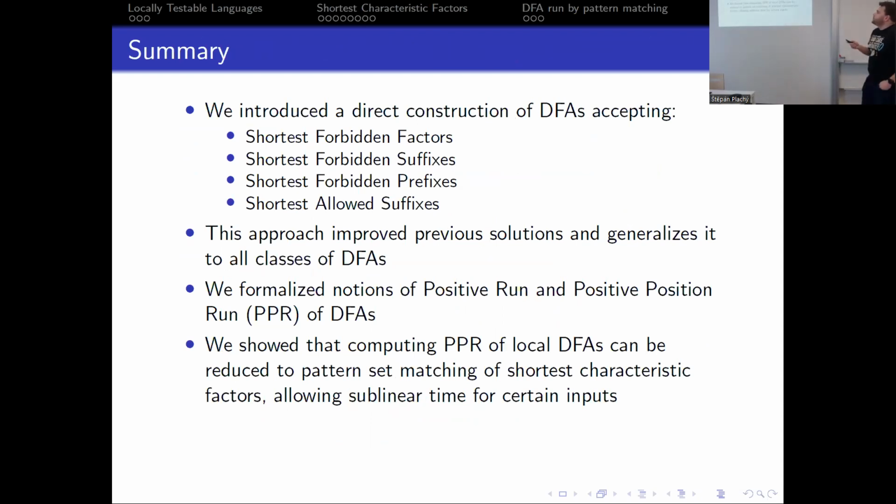So just to summarize, we introduced a direct construction of finite automata that accepts exactly the shortest characteristic factors, for which we consider these four types of factors. This construction generalizes to automata that are also not local, and also requires less processing, because in the construction every transition is defined by itself and doesn't need any previous steps. Then we also formalized the notion of positive prime and positive position run. And we showed how we can compute the positive position run of local DFAs using pattern set matching, which can have, in certain cases, some interesting properties. So, thank you.